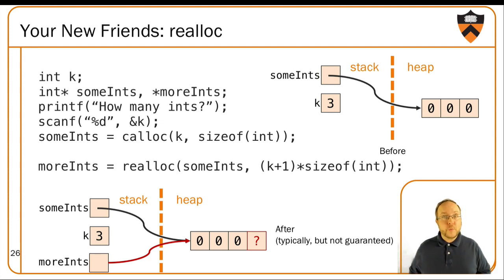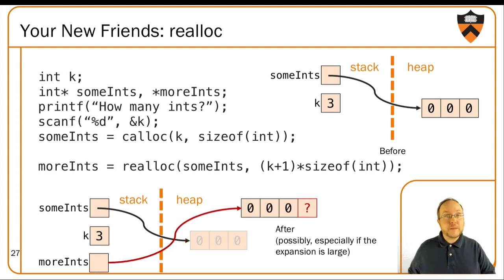But clearly we can't always do this. Maybe there's something already in memory immediately after our array. So we can't always do it. Sometimes it will look like this. Especially if the expansion is large and you're asking for a lot of memory, the larger the memory, the more likely you are to run into something that prevents you from just expanding it and making it longer. So in this case, when realloc has to move the allocation, it will return the pointer to the new location of this memory.